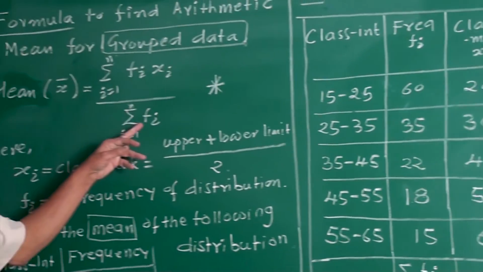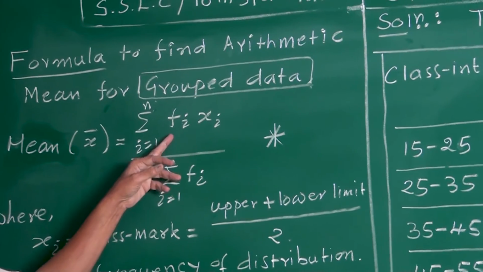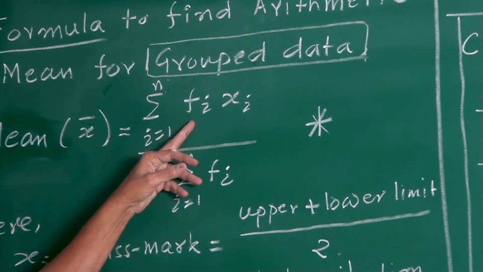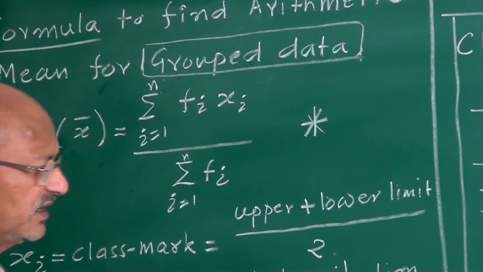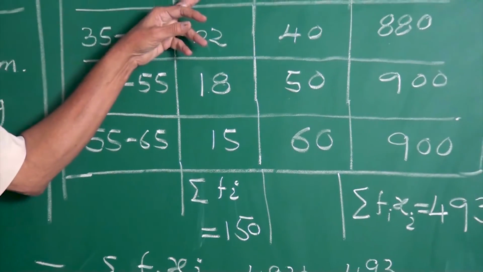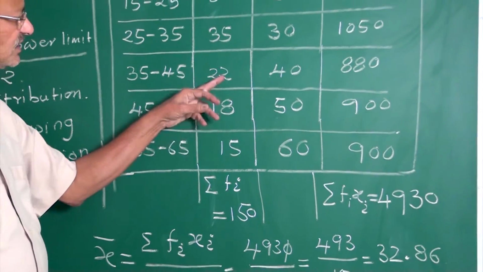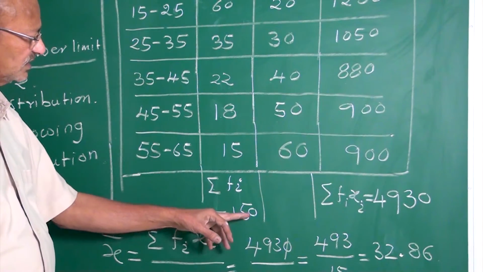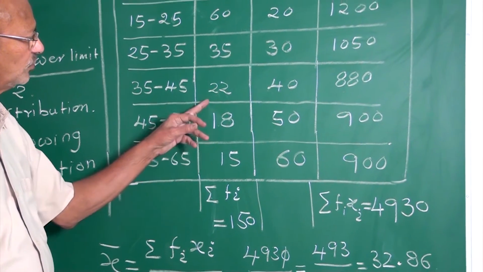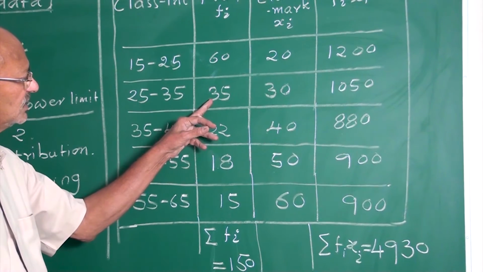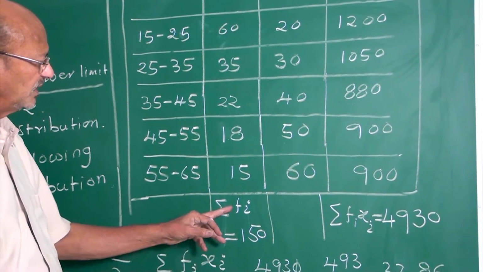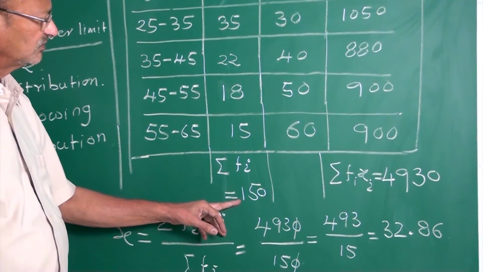Then in the formula, what do you need? Sigma fi xi. We wanted that, yes. Sigma fi, add all these. 5 plus 2 plus 8, 10, 15, 20. Then 2 plus 1, 3 plus 1, 4 plus 2, 6 plus 3, 9 plus 6 is 15. Then sigma fi is 150.